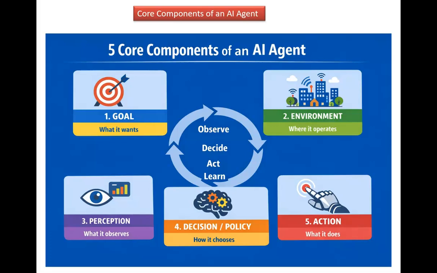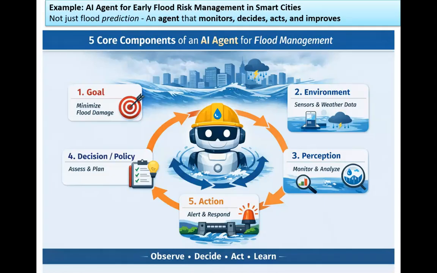There are 5 important core components of an AI agent in agentic models. Number 1 is a goal. Number 2 is the environment. Number 3 is the perception. Number 4 is decision or policy, followed by number 5 is action. What it wants is a goal. Where it operates is the environment. What it observes is the perception. How it chooses is the decision, and what it does is the action.